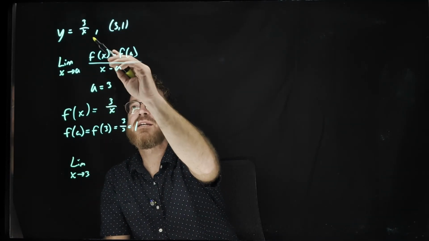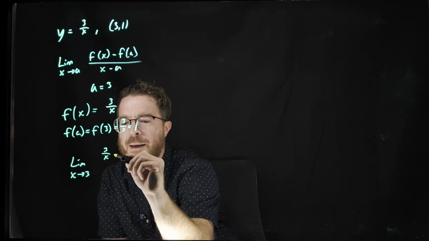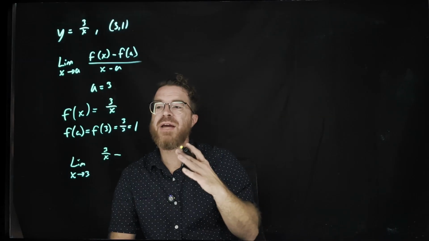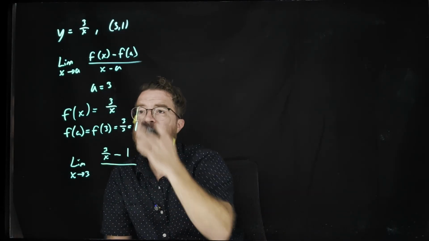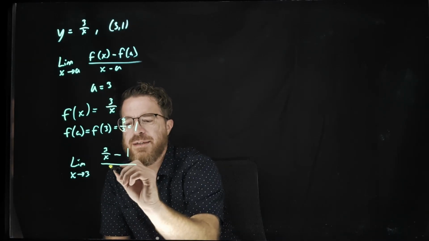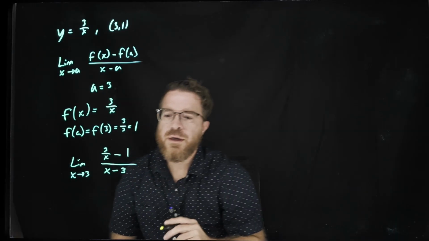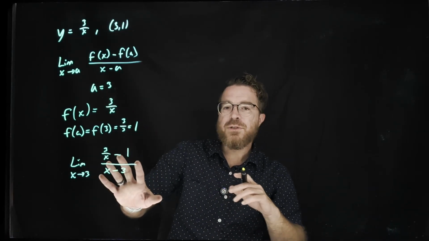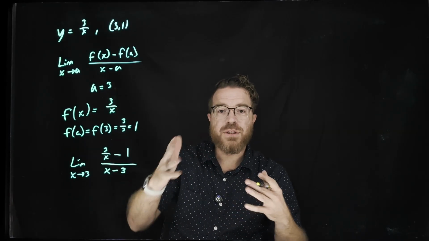We said our f of x was this 3 over x, minus my f of a, which we just said is equal to 1, divided by x minus a. Well, my a is 3, so we're going to have x minus 3. So now we have this. So now what we need to do is try to solve to figure out what this limit is. We want to figure out what the slope is there.